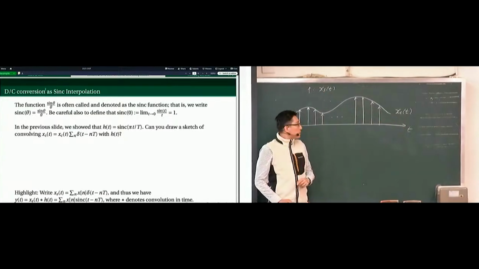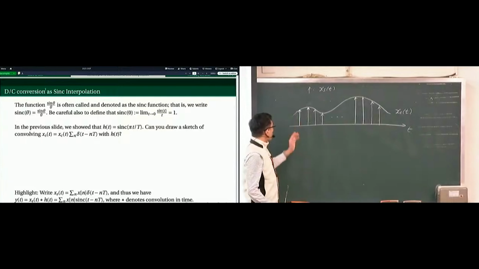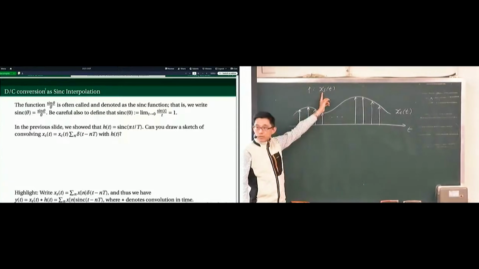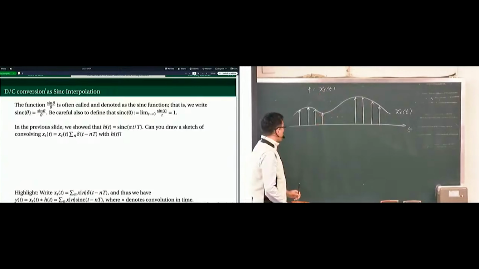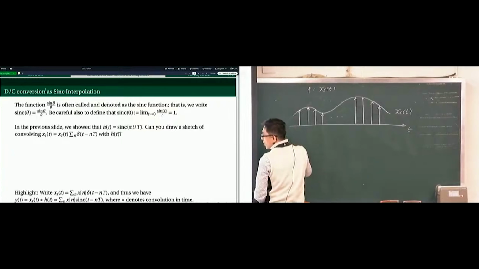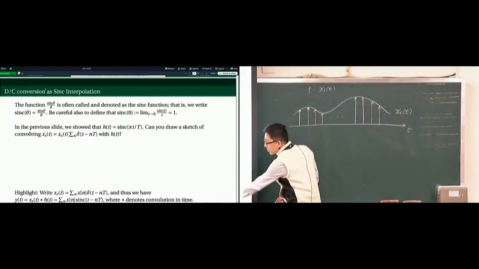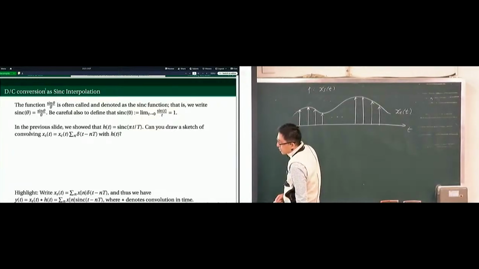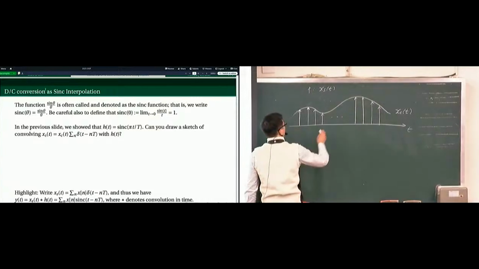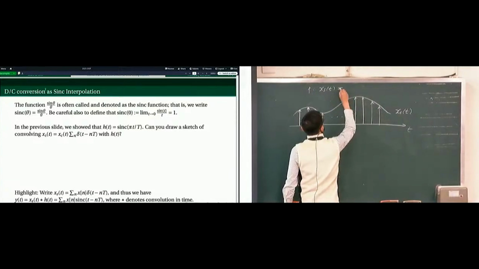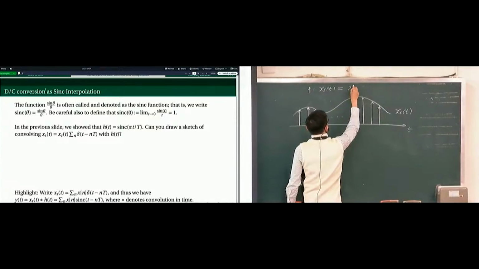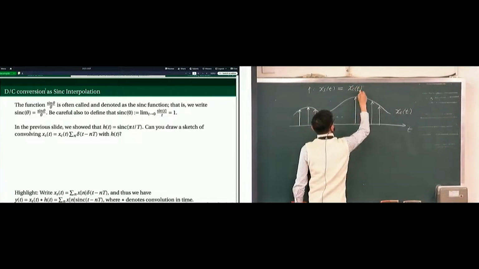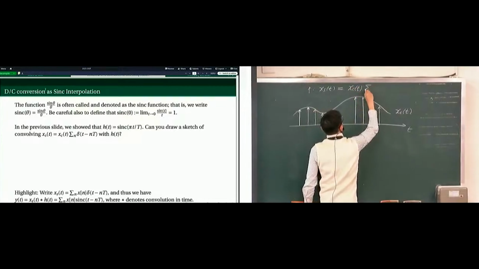Now we want to visualize what's going on when we convolve this with h. What is h? h is Sinc. So first, I have a suggestion. Sure, x sub s is by definition the multiplication of x sub c with the spike train.